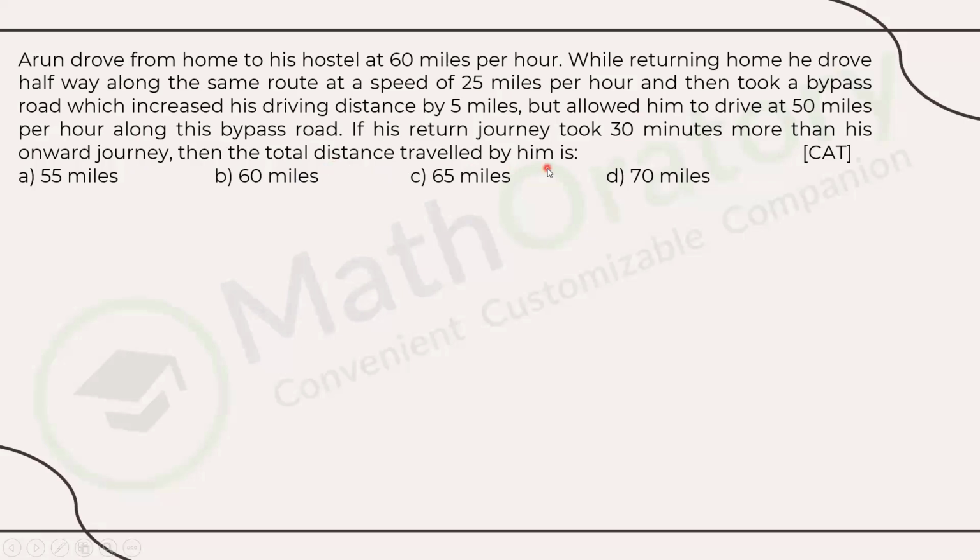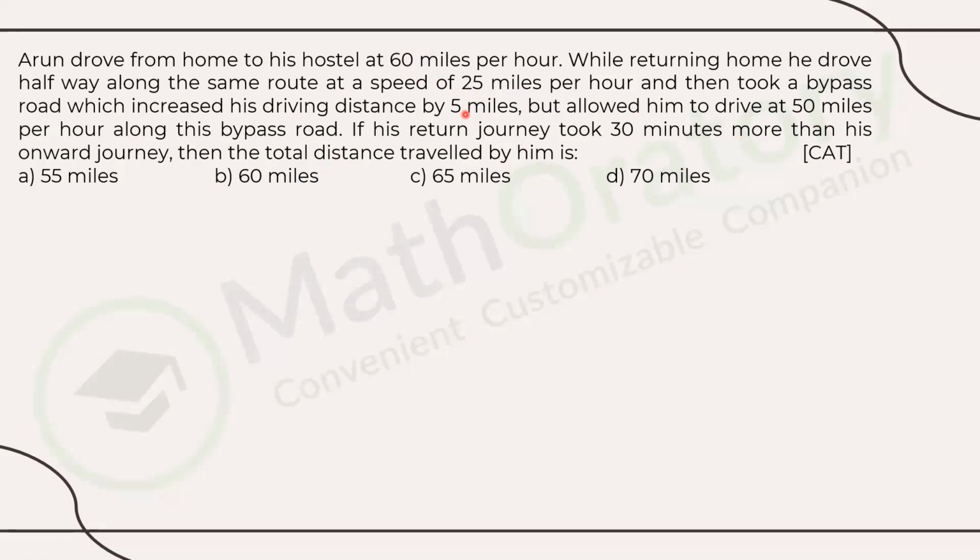Now, don't ponder on this 30 minutes difference, because that increase is bound to happen, right? Originally he traveled with a speed of 60 miles per hour, and here both the sections are less than 60 miles per hour. So the time is bound to increase. Even in the return journey, he's traveling a certain section more than what he traveled going forward. So don't ponder too much into it. Just focus on the data points that are provided.